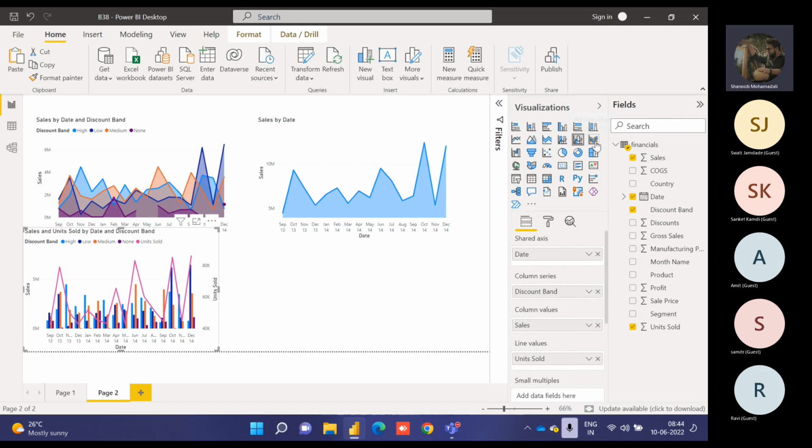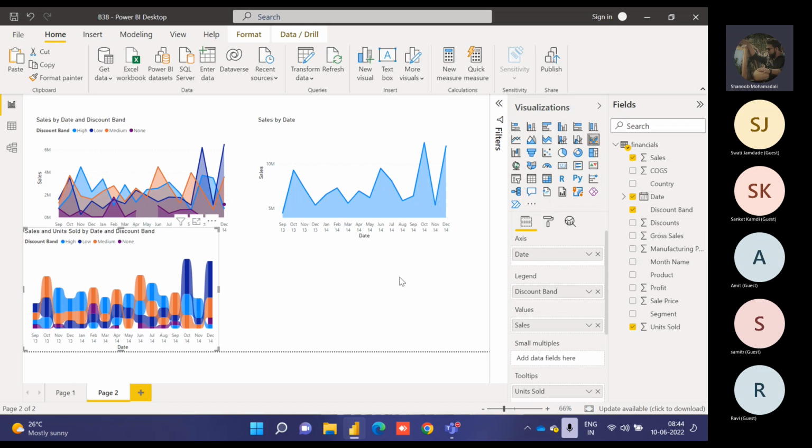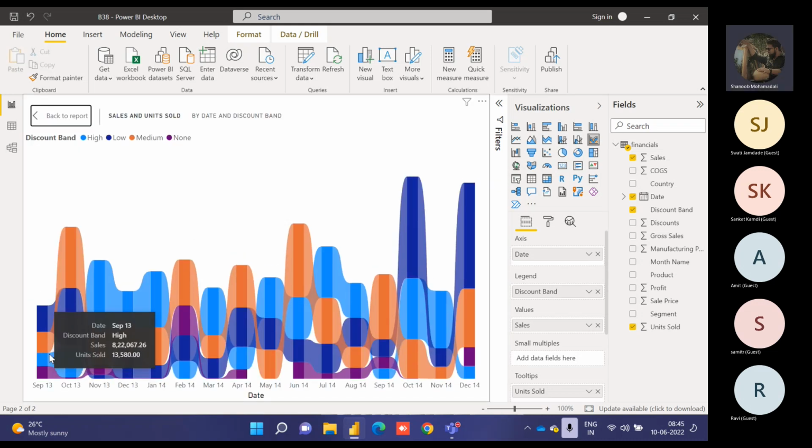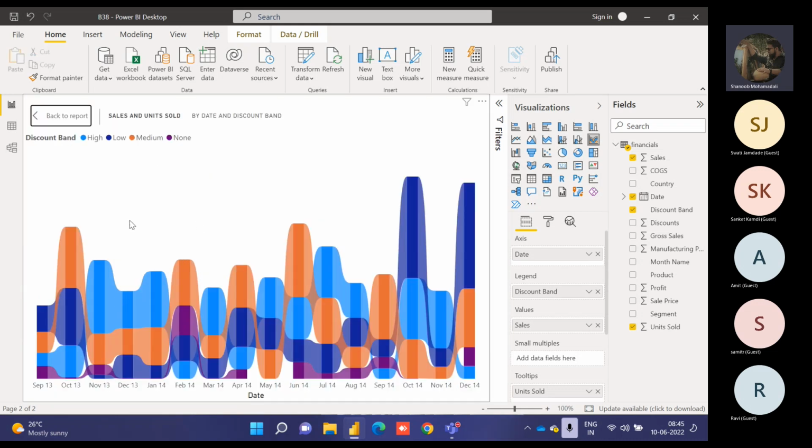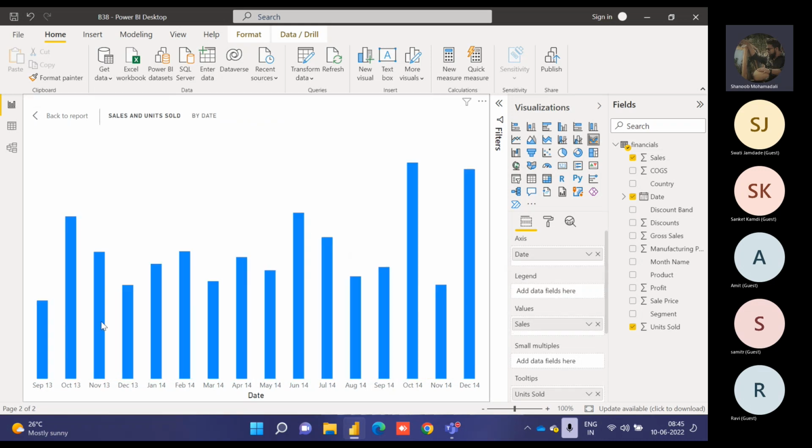Now, after the combo charts, we have the ribbon chart. This is a very interesting visual, which you may not have seen in any other reporting tools. Let's say I use the ribbon chart here. If you see, it has a totally different representation. And this visualization is fully functional when you have a legend configured. If you don't have a legend configured, it will look like a normal column chart.